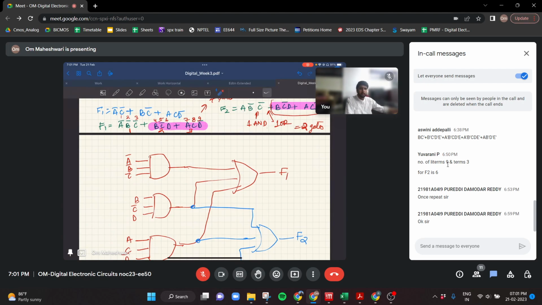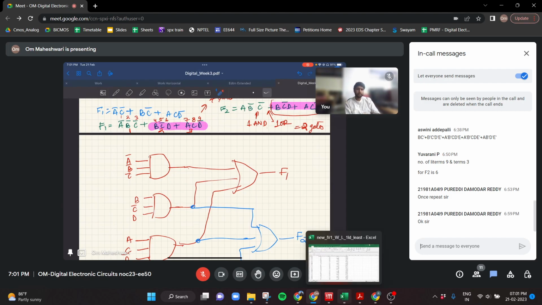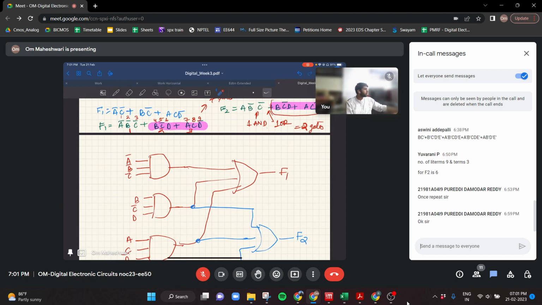If this is clear, should we move ahead? Please let me know if something is still not clear, else we will go forward. Okay, so let us move on to the next question.